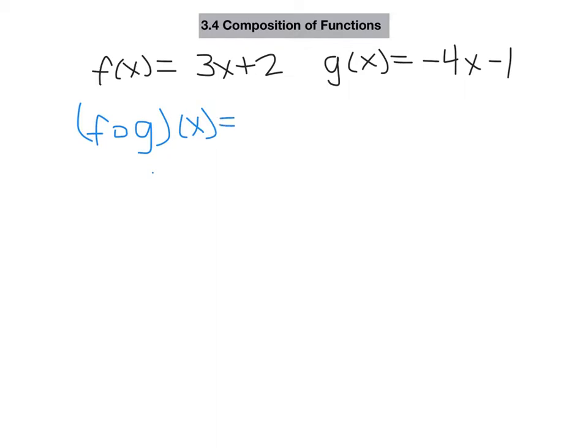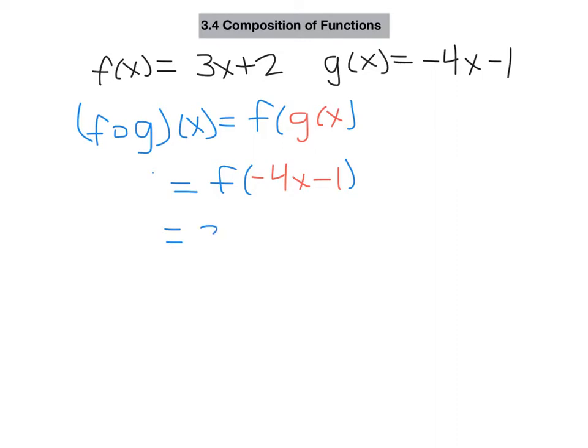What this means is that we are going to take f of x, and the input into f is going to be the function g of x. So instead of plugging in an x to f of x, we are going to plug in what g of x is, negative 4x minus 1. So we replace x in f of x with negative 4x minus 1.